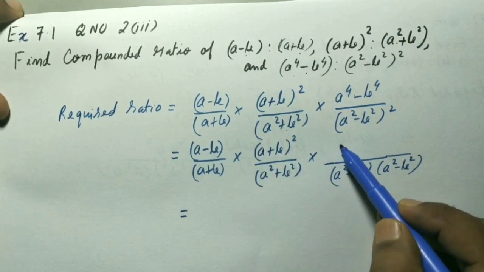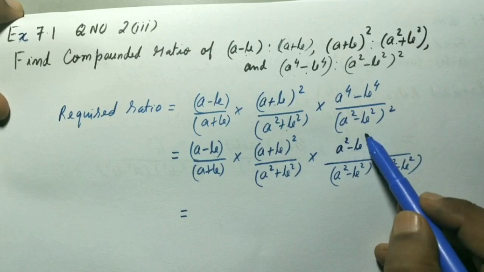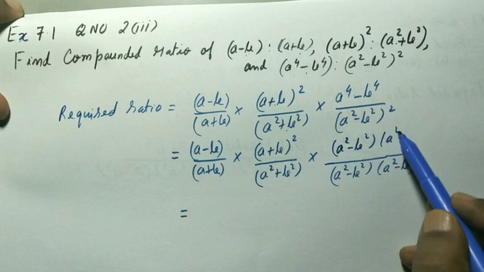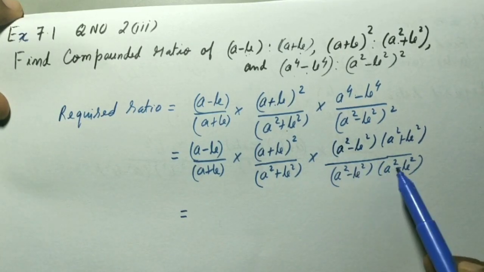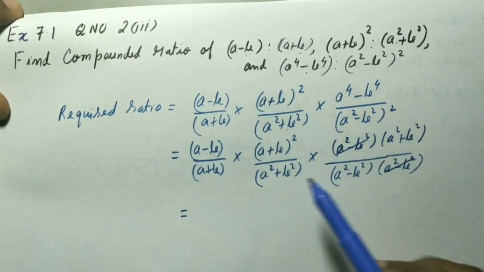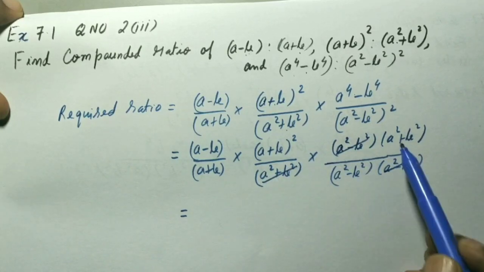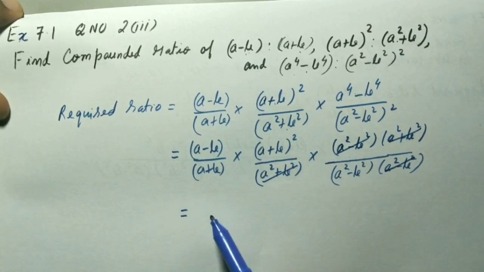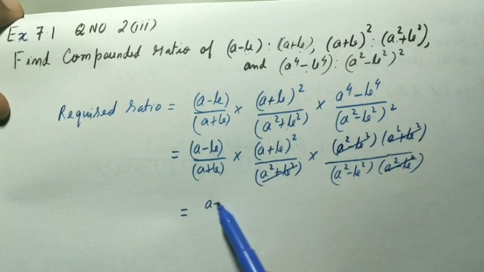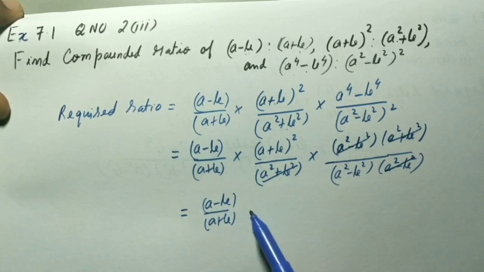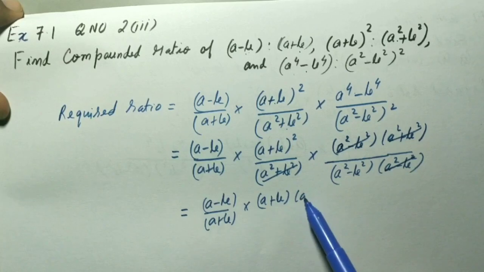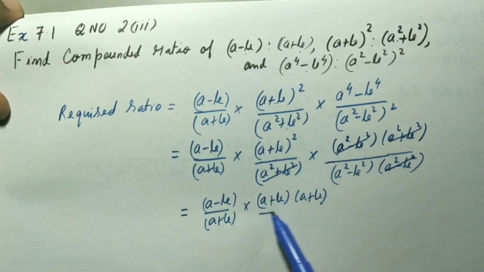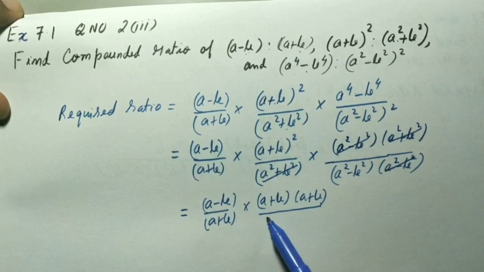Here I have to use the formula into a square plus b square. Then this gets cancelled and this gets cancelled. Now what is left is, I write down a minus b by a plus b. Here a plus b into a plus b. Here also you can cancel, but no problem.